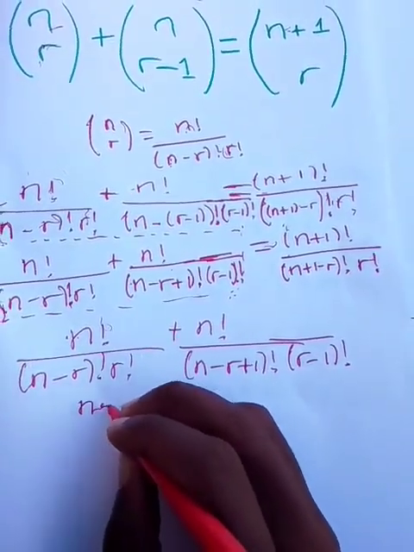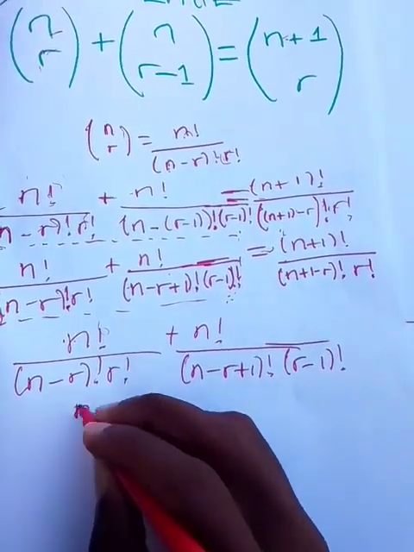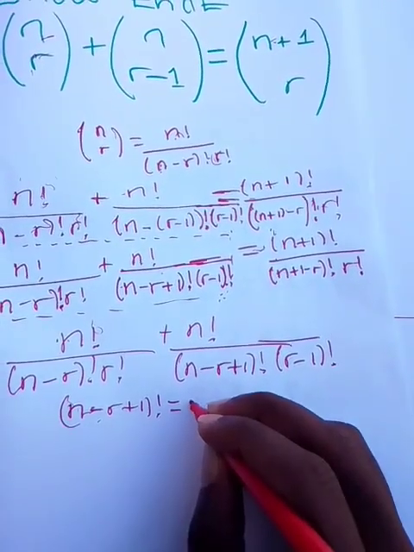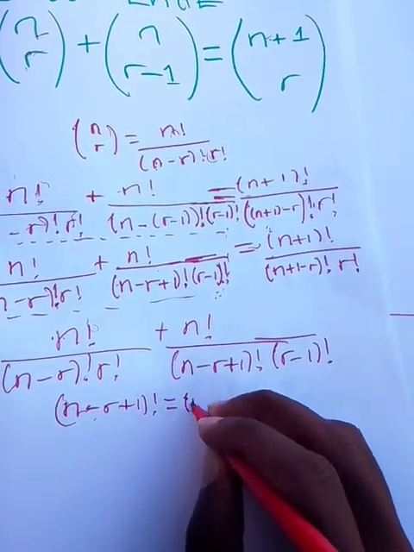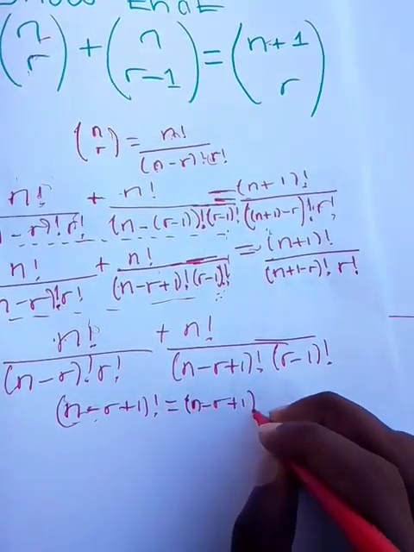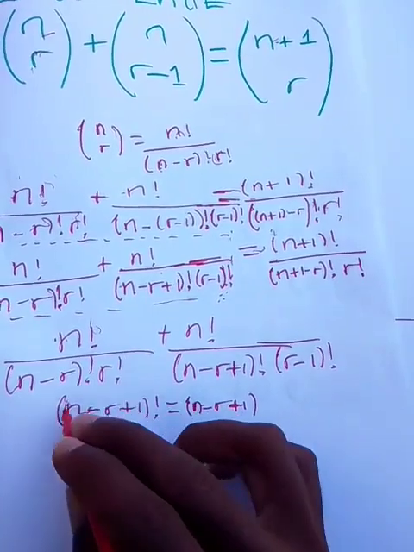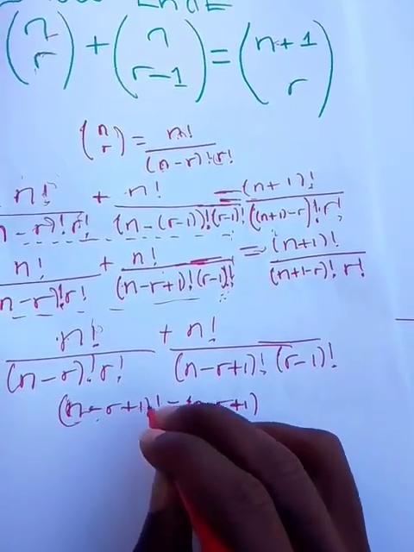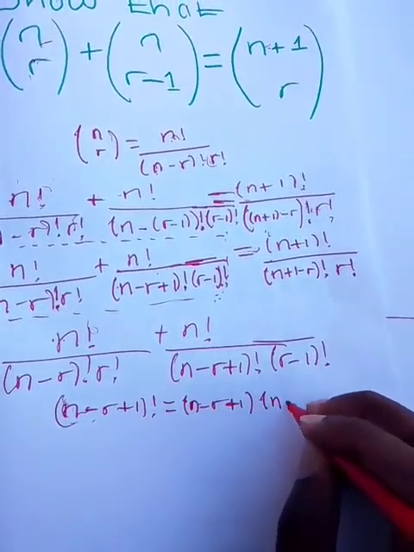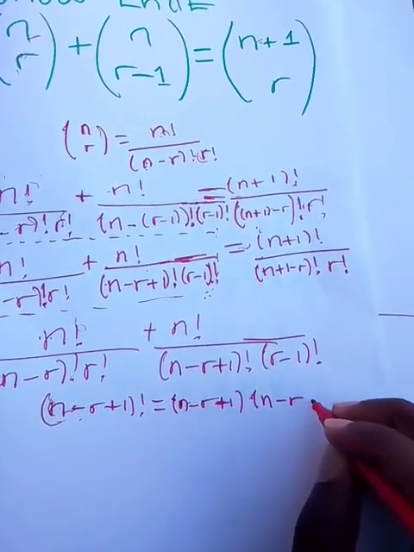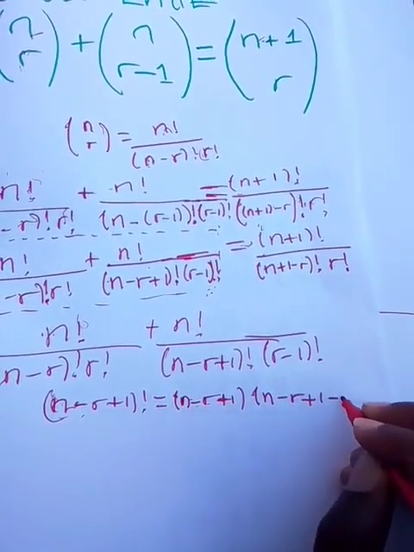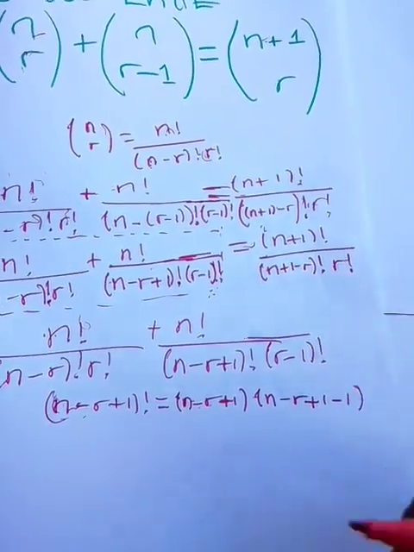Let's say if I have n minus r plus 1 factorial, do you know that I can break this down? First I'm going to write what I have here, which is n minus r plus 1, and then I'll add the minus 1 to this. That is going to give me n minus r. It's more like I'm writing the same thing here, n minus r plus 1, right? Then I say minus 1. Have you seen? That's how you deal with the factors.